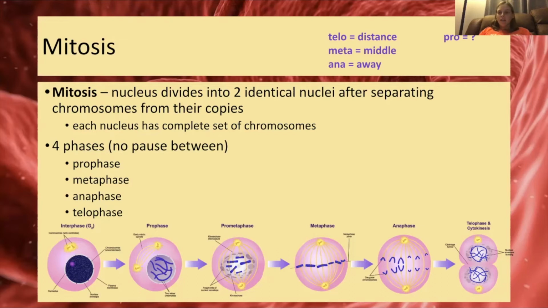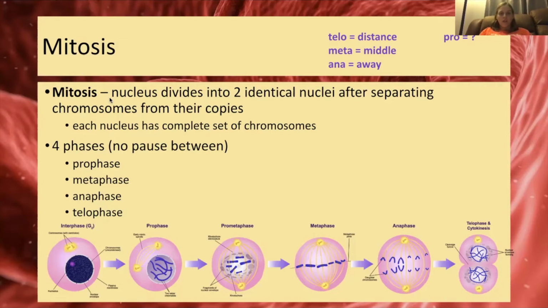At the end of G2, once all of the proteins have been assembled and the DNA has been checked to make sure it's accurately replicated, the cell is going to move forward with dividing. And so we call this mitosis in eukaryotes. Eukaryotes have a nucleus that contains their DNA, and they're going to need to split that DNA between the two daughter cells so that each daughter cell has a complete and identical set of DNA.